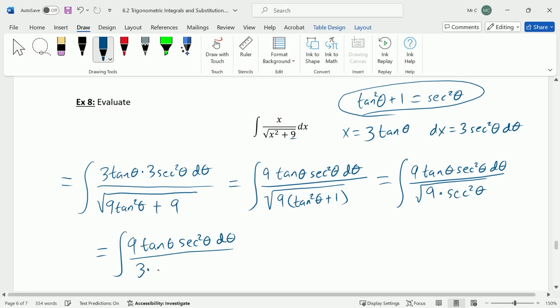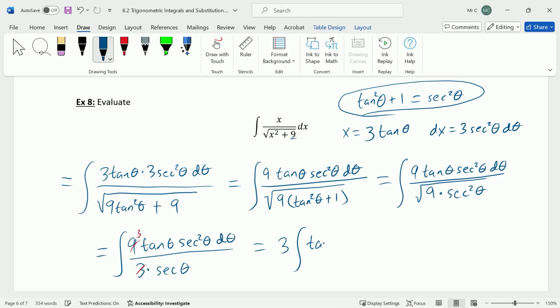Square root of 9 is 3, and the square root of secant squared is going to be secant. Again, for all these problems, we can just take the positive root. And now we can simplify a little bit. 9 over 3 simplifies to 3, so I'll pull that out in front. We get left with tangent of theta, and secant squared divided by secant is just secant to the first power of theta. And we know that the antiderivative for tangent of theta times secant of theta is just secant of theta. So I need a plus C there.